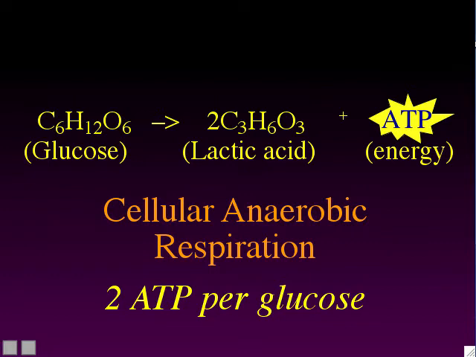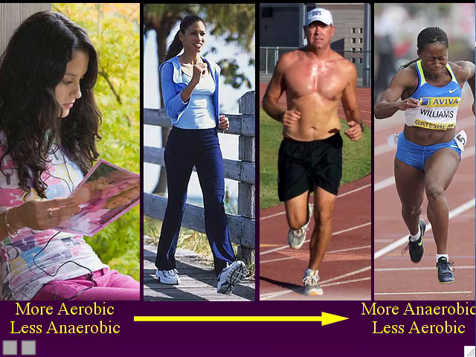In other words, at any time, your muscles are doing some aerobic respiration to recharge their ATP, but they're also simultaneously using some anaerobic respiration as a method of recharging their ATP. But how much aerobic and how much anaerobic respiration your muscles are using depends on the intensity of the exercise. The less intense the exercise, the less anaerobic and the more aerobic respiration your muscles use. And the more intense the exercise, the more anaerobic and the less aerobic respiration your muscles use.